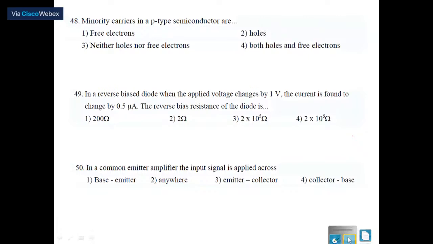All right, the next question is in a reverse bias. So continuing the solid state electronics, I have given the synopsis in detail. Yesterday also I gave a brief synopsis, so only a few more questions have been left. So therefore I don't want to mention the synopsis again. All right, so the next question is in a reverse bias, the diode, when the applied voltage changes by 1 volt, the current is found to change by 0.5 microampere. The reverse bias resistance of the diode is, well, so voltage has been given and the current has been given, and he is asking you to calculate the resistance.